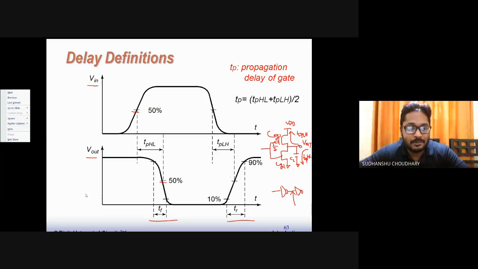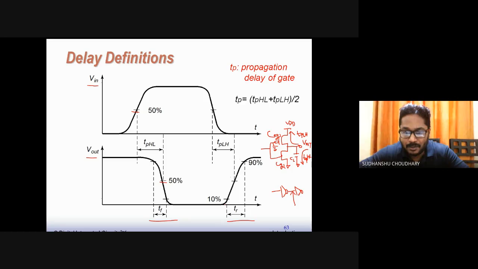So, let us also define the rise time and fall time. Rise time here means the output is trying to rise from low to high. So whenever the output moves from low to high, a transition is happening.